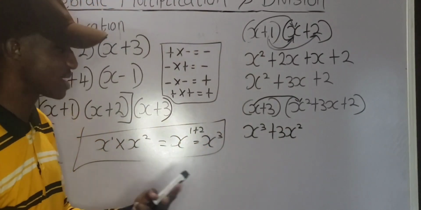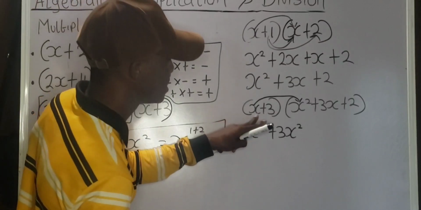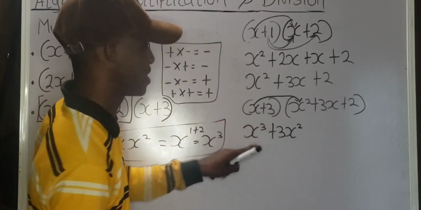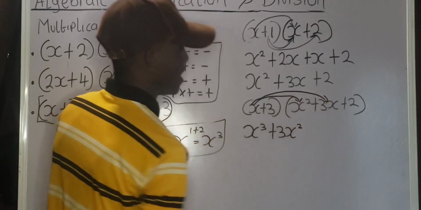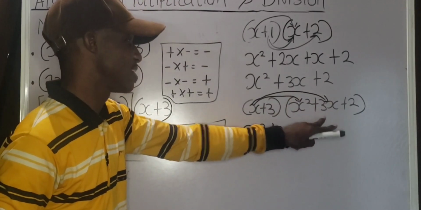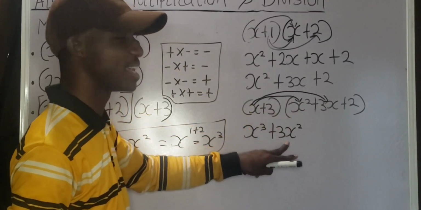Do you understand what I'm doing? The first step is that I use this x to multiply x squared, and I got this. The next step is that I use this same x to multiply positive 3x. Positive x multiplied by positive 3x, that is what? Positive 3x squared.